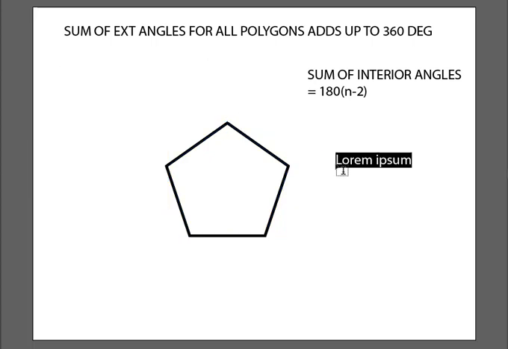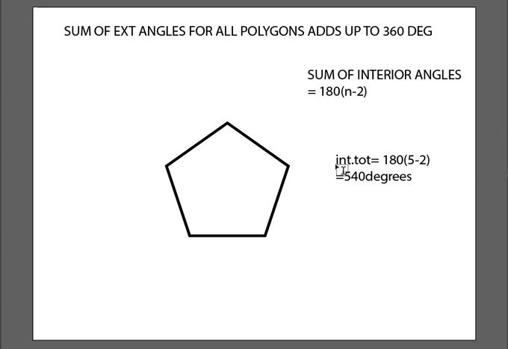So interior total, you don't need to be told that. Interior total is equal to 180 multiplied by the number of sides, that's 5, minus 2. I'm sure you get times 3, that's 540, right? 540 degrees in total.